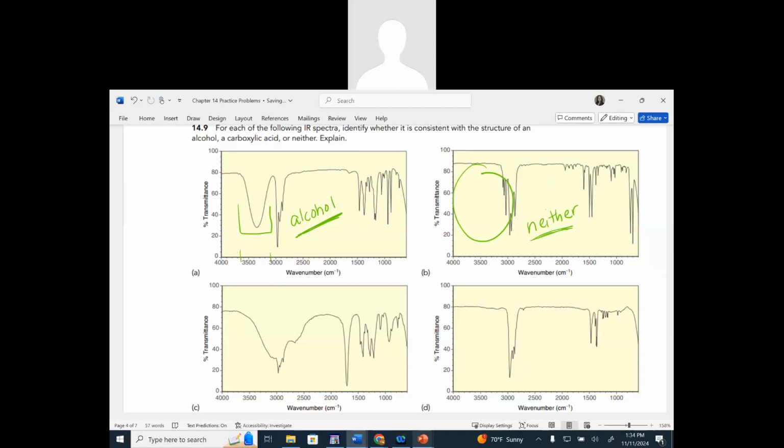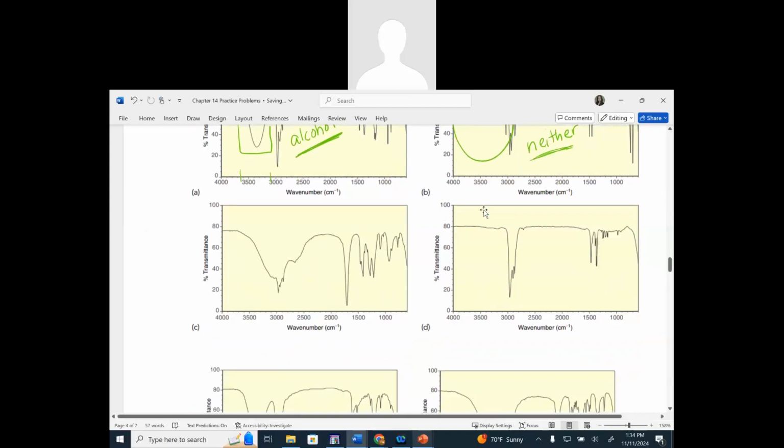So that brings us to our spectrum C here. So now we see in this region, let's see, down here, it extends all the way to 2200 or so, right? So somewhere in here, all the way down here. So this is characteristic of an OH stretch of a carboxylic acid.